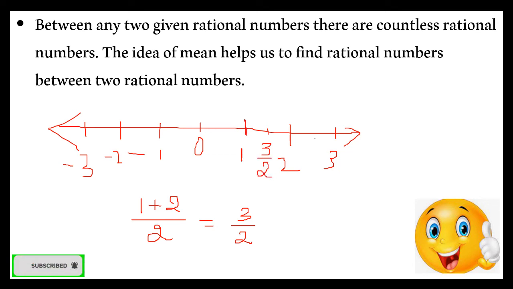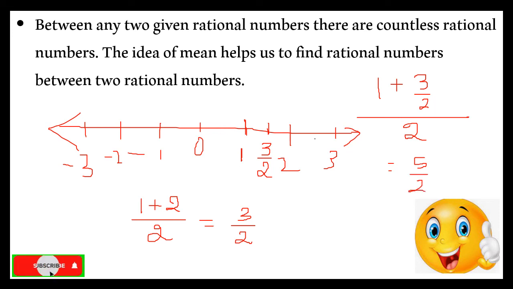Similarly, if you want to find the rational number between 1 and 3 by 2 here, you add 1 with 3 by 2 and then divide it by 2. In this case, you will get a number between 1 and 3 by 2. So your addition is here 5 by 2, divided by 2. So here we get 5 upon 4. So this is the number between 1 and 3 by 2, 5 upon 4. And we keep on doing the addition and division by 2.